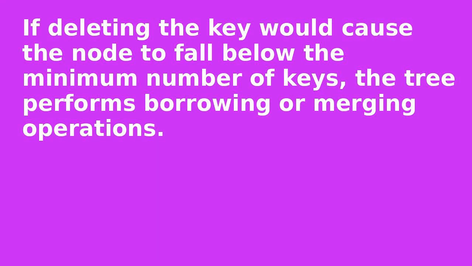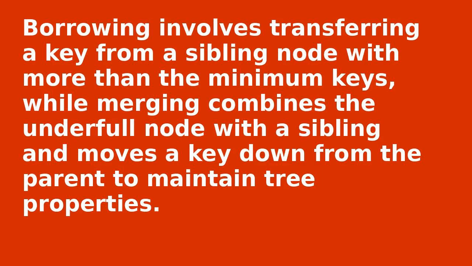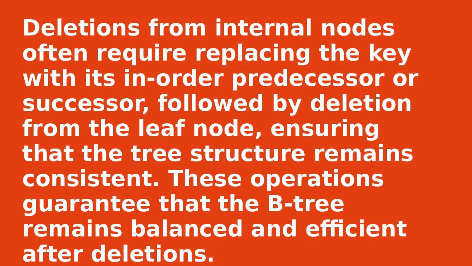If deleting the key would cause the node to fall below the minimum number of keys, the tree performs borrowing or merging operations. Borrowing involves transferring a key from a sibling node with more than the minimum keys, while merging combines the underfull node with a sibling and moves a key down from the parent to maintain tree properties. Deletions from internal nodes often require replacing the key with its in-order predecessor or successor, followed by deletion from the leaf node, ensuring that the tree structure remains consistent. These operations guarantee that the B-tree remains balanced and efficient after deletions.